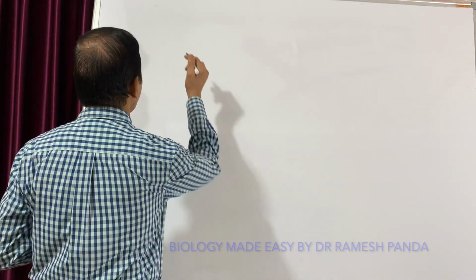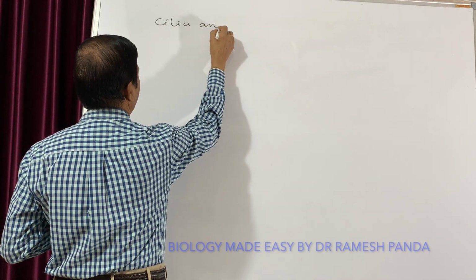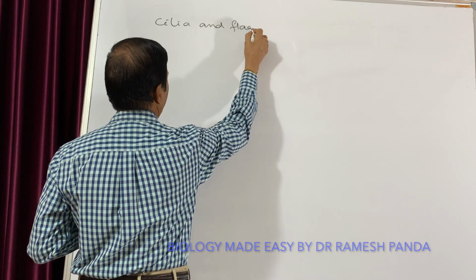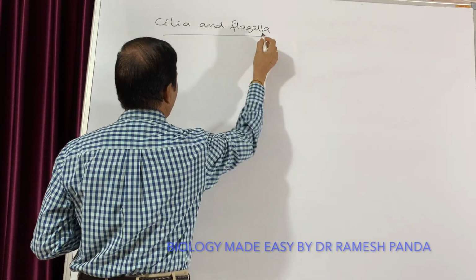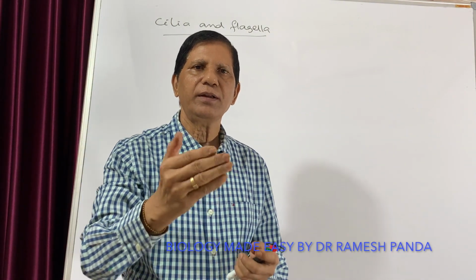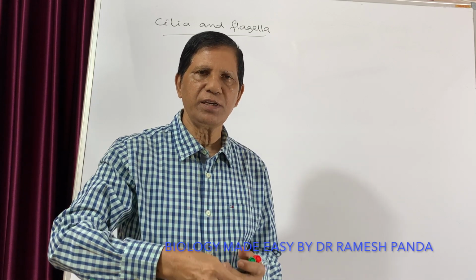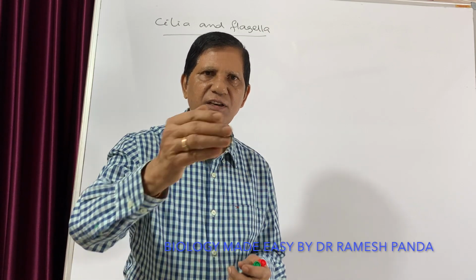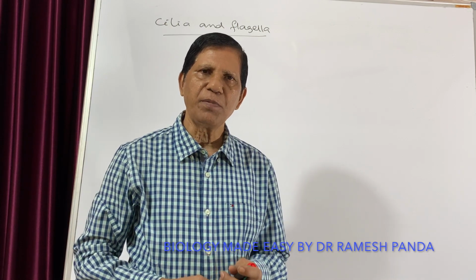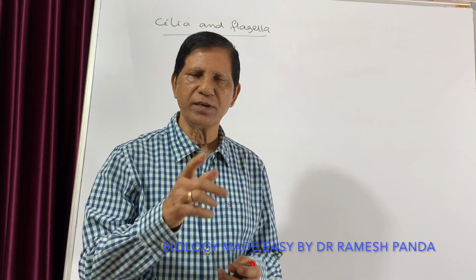Today in this video, we'll discuss cilia and flagella. Cilia and flagella are usually locomotory structures, and they emerge from the cell as extensions of the cell membrane, which are found in both prokaryotes and eukaryotes, but with a major difference.